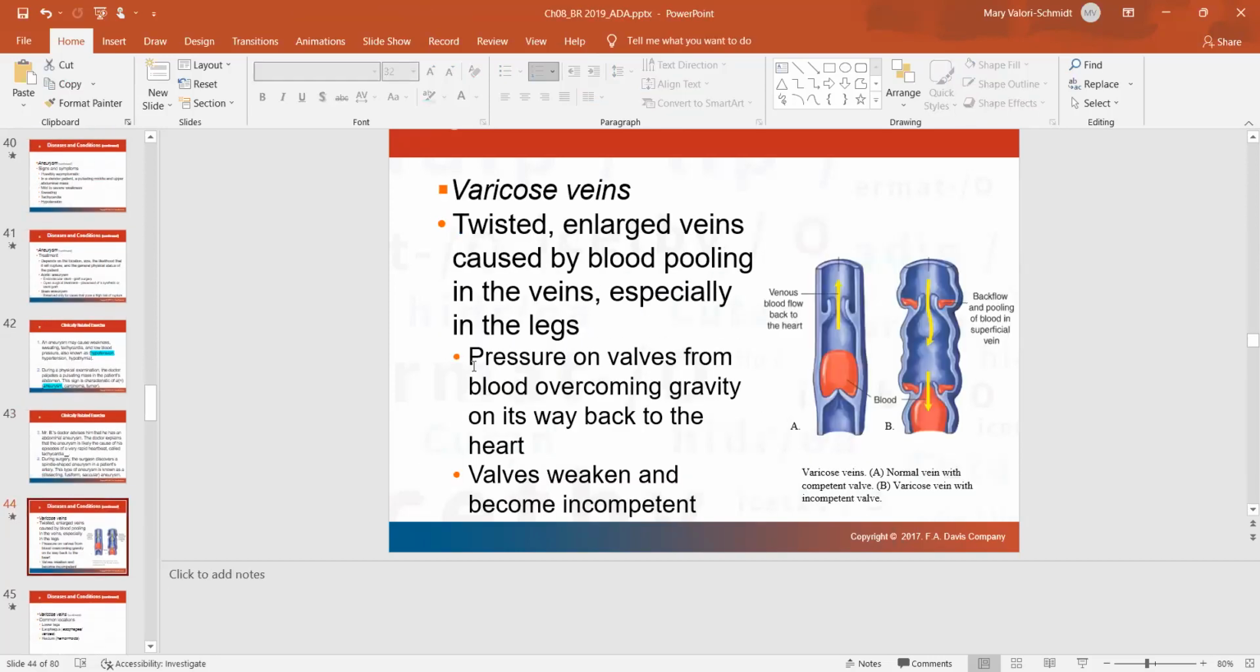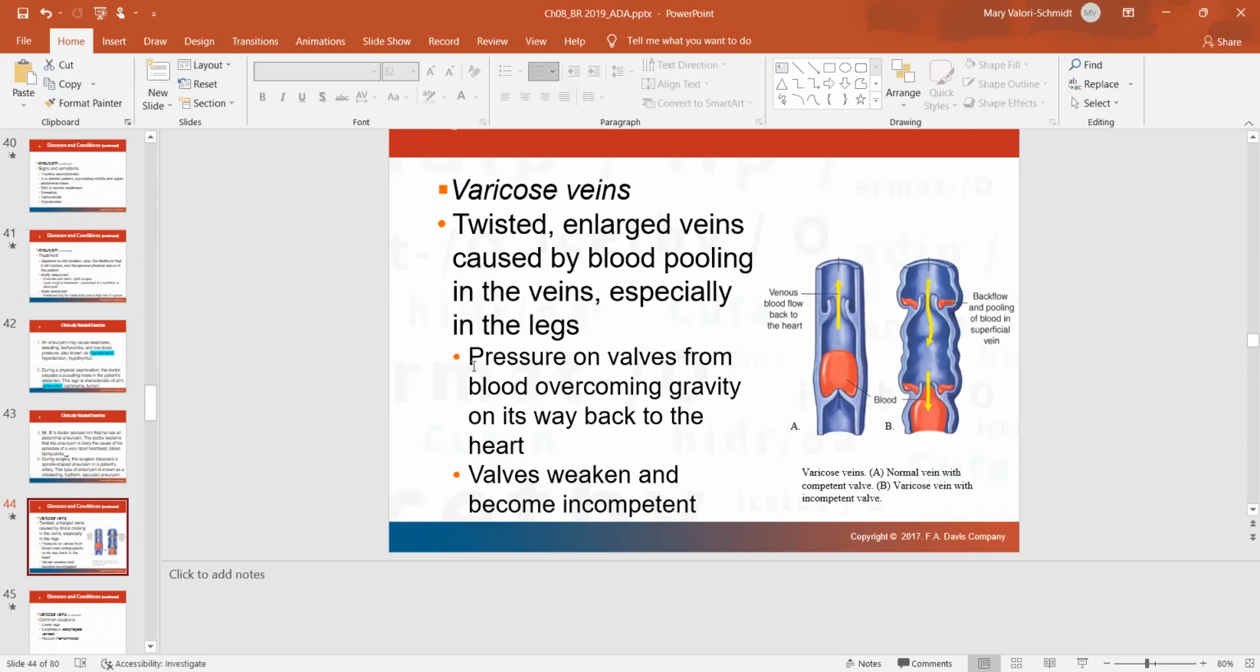Next. Oh, varicose veins. This is a fun topic. Varicose veins are these twisted, enlarged veins, and they come from bad valves. Some people have them genetically. Some people get them just because of age. But a valve has gone bad and the blood will backflow. Remember, it's not supposed to go backwards. And it'll pool and get enlarged.